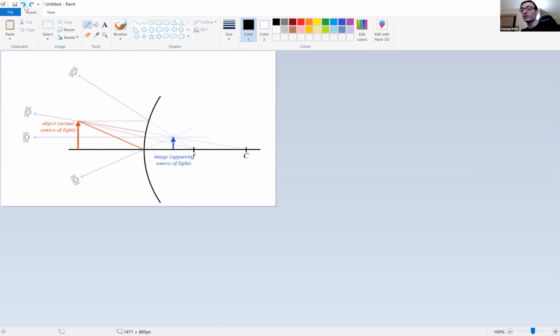The ray bounces off in a way that if you continued it through, it would pass through the focal point. So that's still the same. It's just that instead of the ray actually passing through the focal point, it just appears to have passed through the focal point.